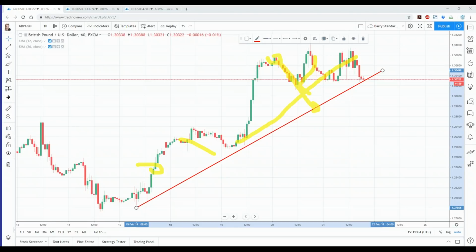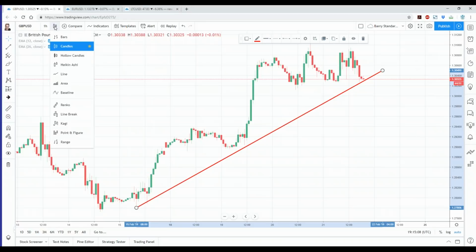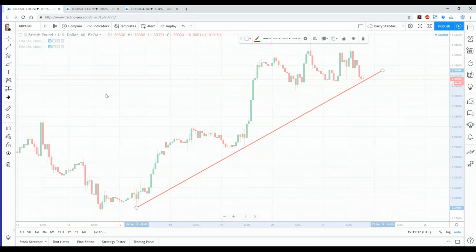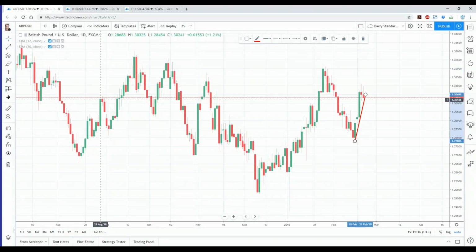But now, if we were to look at the pound in a longer term chart, so let's go back and look at this in a 1 day chart. Okay, now you can still see my trend line on this chart that we drew on the shorter term chart here, but it looks completely different.